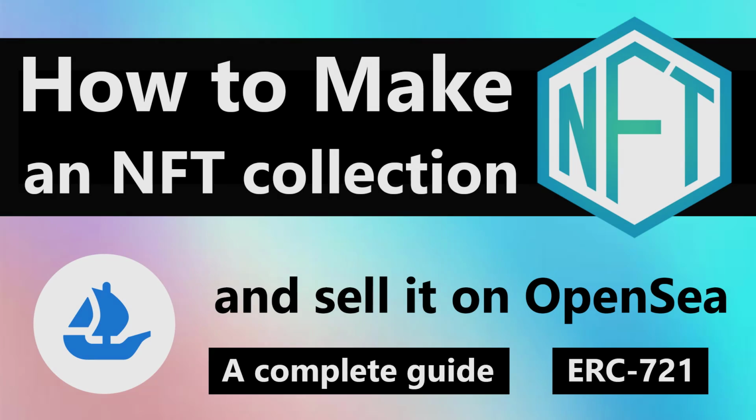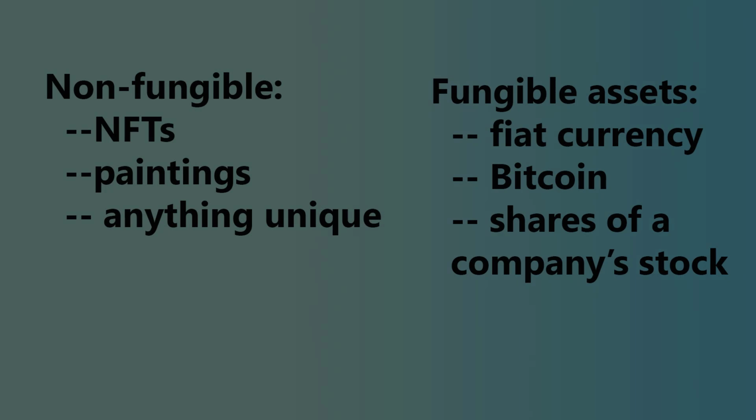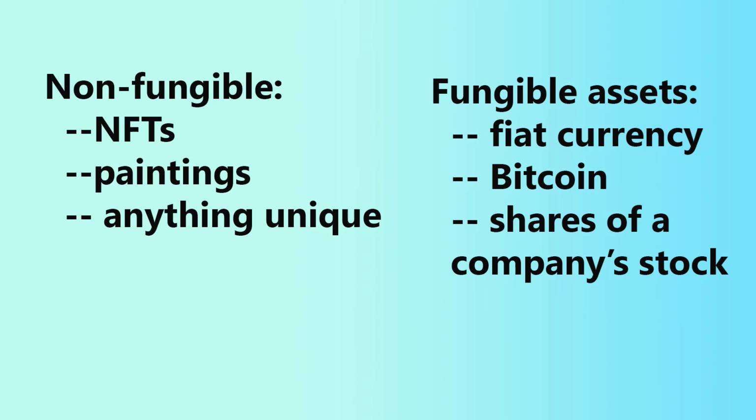Alright, so before we get started, let's just go over some NFT basics. NFT stands for non-fungible token. A non-fungible asset is something that is unique in nature and can't be replaced or traded for anything else for equal value. On the other hand, a fungible asset is something that can be traded for something else of equal value, like a dollar or a Bitcoin. For example, if I have a $100 bill and you have a $100 bill, we can trade and we'll both end up with $100, the same value that we started with.